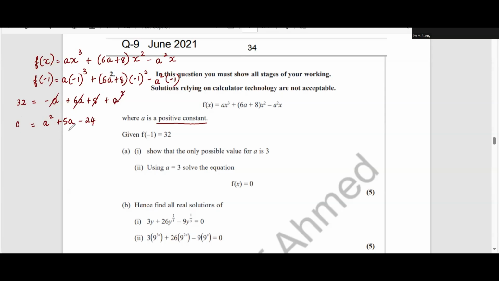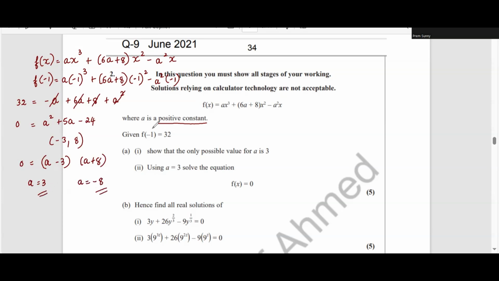We need two numbers that when we multiply give minus 24, and when we add give 5. What are the two numbers? That is minus 3 and 8. Minus 3 into 8 is minus 24, and minus 3 plus 8 is plus 5. So this gives (a minus 3) into (a plus 8) equal to 0. Equating them separately, we get a equals 3 and a equals minus 8.